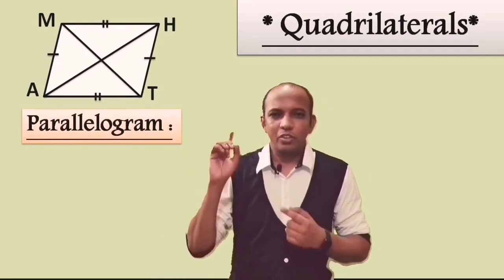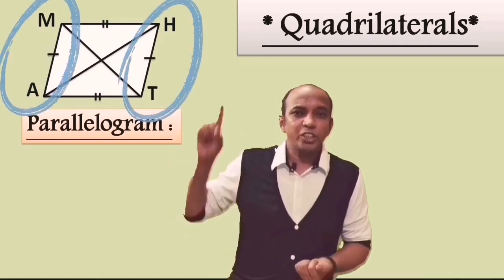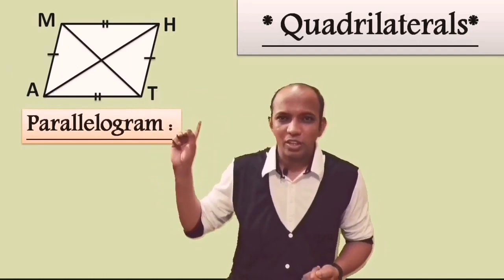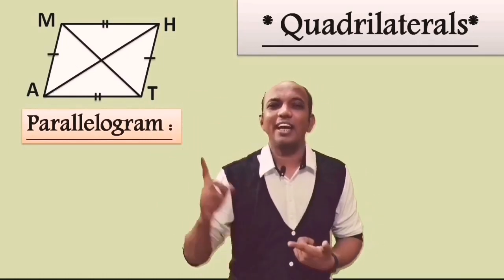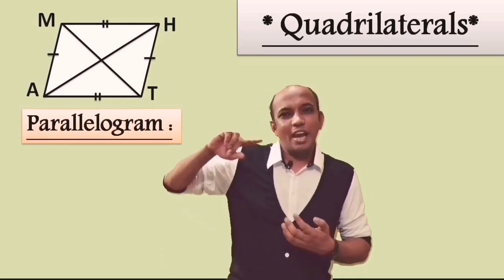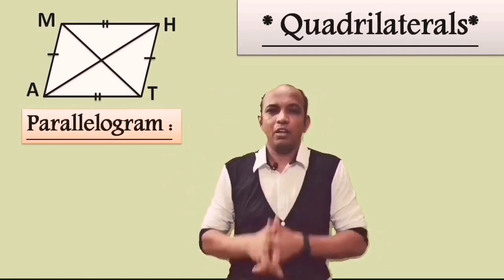A quadrilateral in which opposite sides are equal and parallel is called a parallelogram. So if you look at the diagram, you will come to know that side MA is opposite to side TH. Both show the same marks on them to make you understand that they are equal and they are parallel also. Same goes with MH and AT. They both are equal and both are parallel.